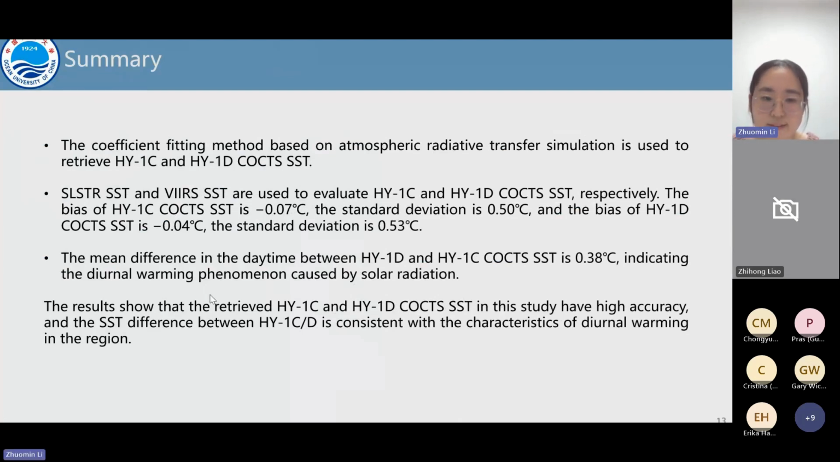The mean difference in the daytime between HY-1D and HY-1C COCTS SST is 0.38 degrees, indicating the diurnal warming phenomenon caused by solar radiation. The results show that the retrieved HY-1C and HY-1D COCTS SST in this study have high accuracy, and the SST difference between HY-1C and HY-1D is consistent with the characteristics of diurnal warming in this region.